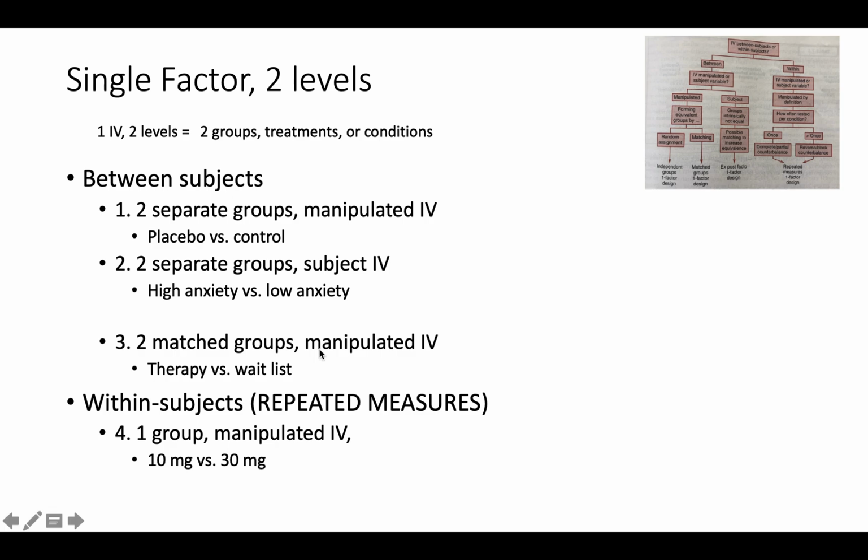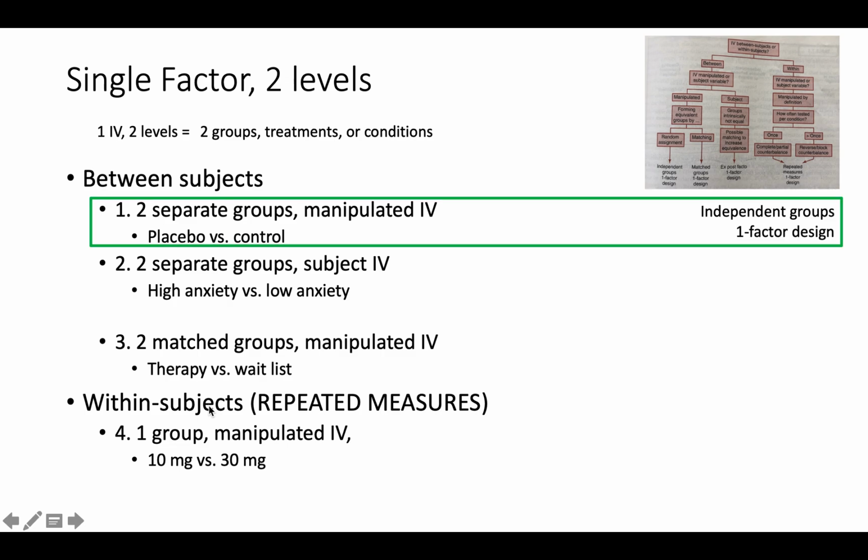various things. When we match the groups and manipulate the IV, that means if we get subjects in and we say, okay, we're going to put pairs together based on their IQ, based on their gender, based on their race, based on whatever, and put one in one group and one in another, that is a matched group design. And within subjects are repeated measures.